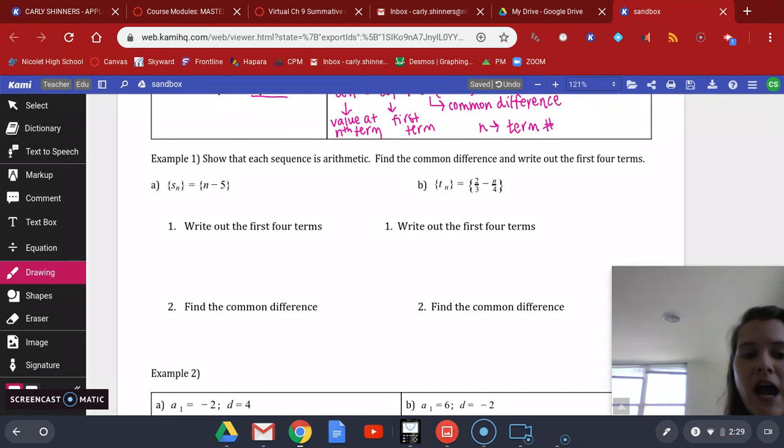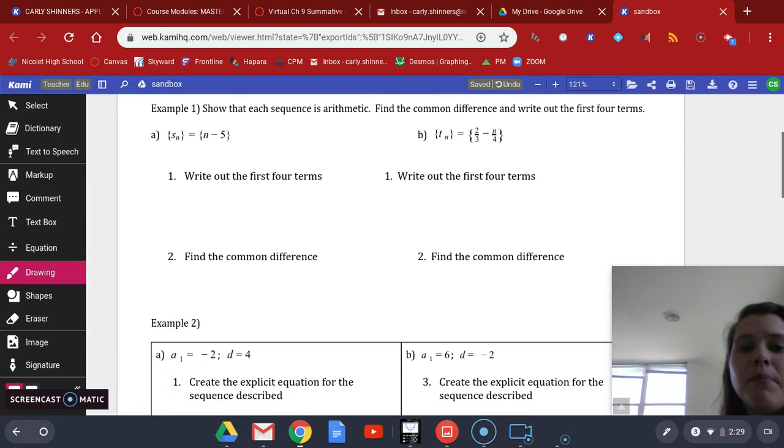Now let's see this in action here. Example 1, we're just showing that each sequence is arithmetic. Find the common difference and write out the first 4 terms. So all I'm doing is plugging in 1, 2, 3, 4. You can use your calculator if you want. This one's pretty easy. 1 minus 5 is negative 4. 2 minus 5 is negative 3. 3 minus 5 is negative 2. 4 minus 5 is negative 1.